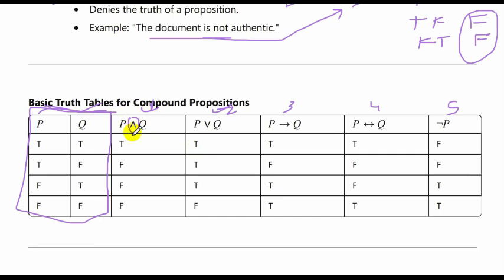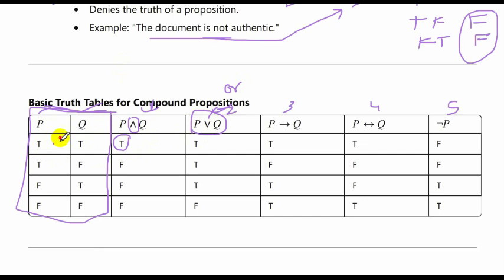Now what did we learn earlier about P and Q? Only when both P and Q are true will the compound of P and Q be true. Otherwise it will be false. But for P or Q, this is the OR symbol, or disjunction. In OR, what it stated earlier was that if any one of the propositions is true, then the conclusion will be true.